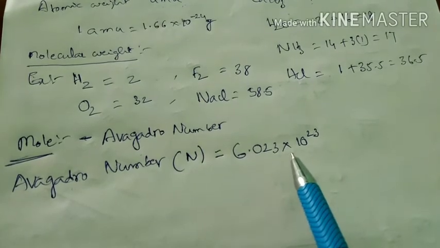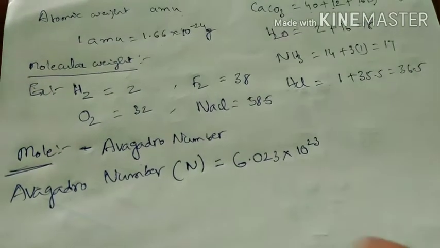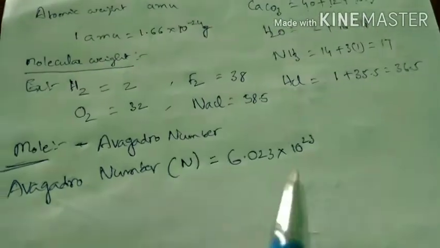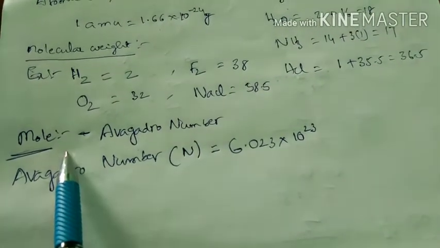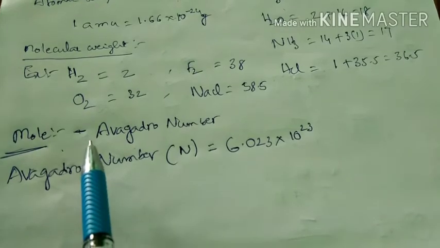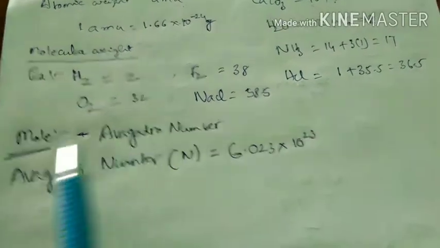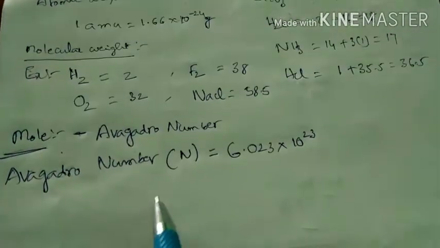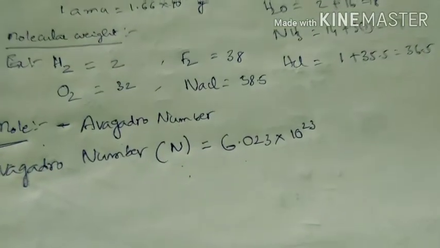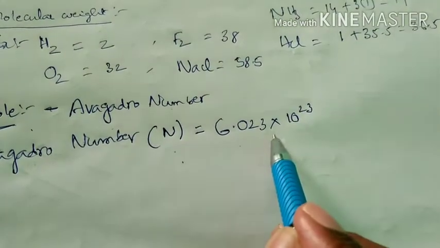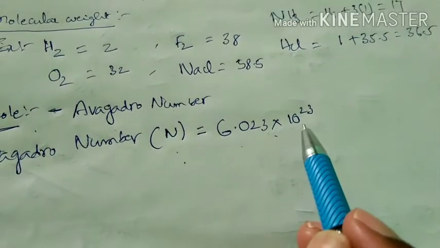This is a very big number. That means mole is a big substance. You have to understand that point. So the definition of mole is what? A substance containing Avogadro number is called mole. The value of Avogadro number is represented by capital N, and its value is 6.023 into 10 to the power of 23.